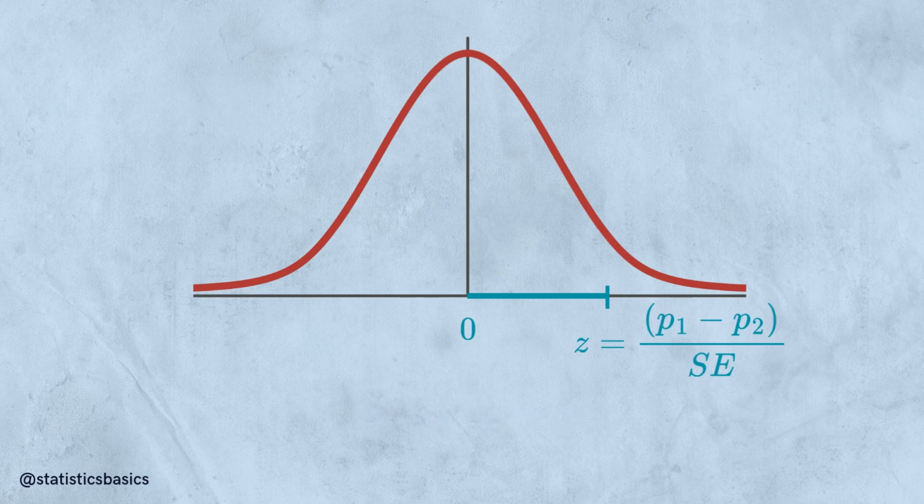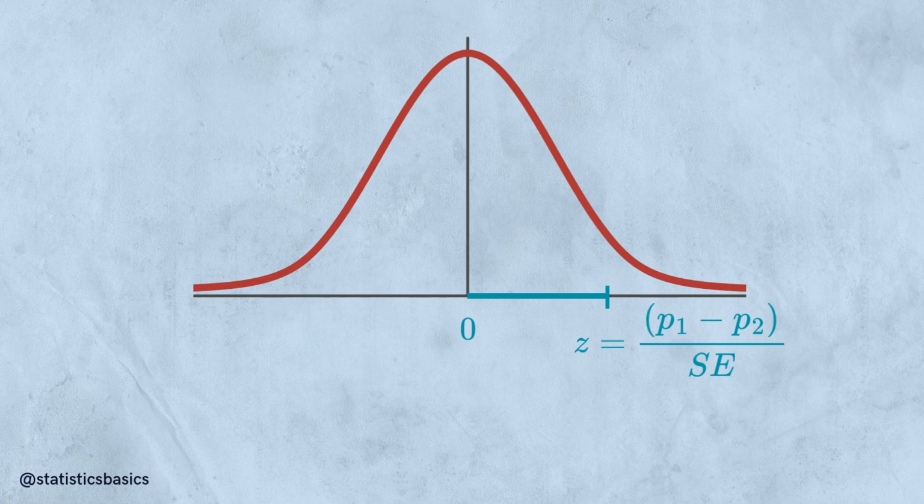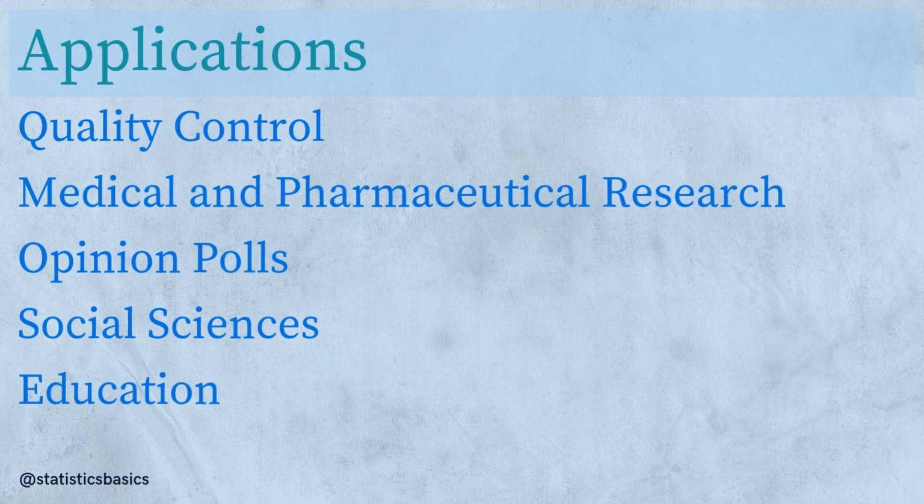proportions. Under certain statistical assumptions, the z-statistic follows a standard normal distribution. Now, if the calculated z-statistic is more extreme than the critical value determined by the significance level, we conclude that there is a statistically significant difference between the two population proportions. This test has wide applications in various fields.